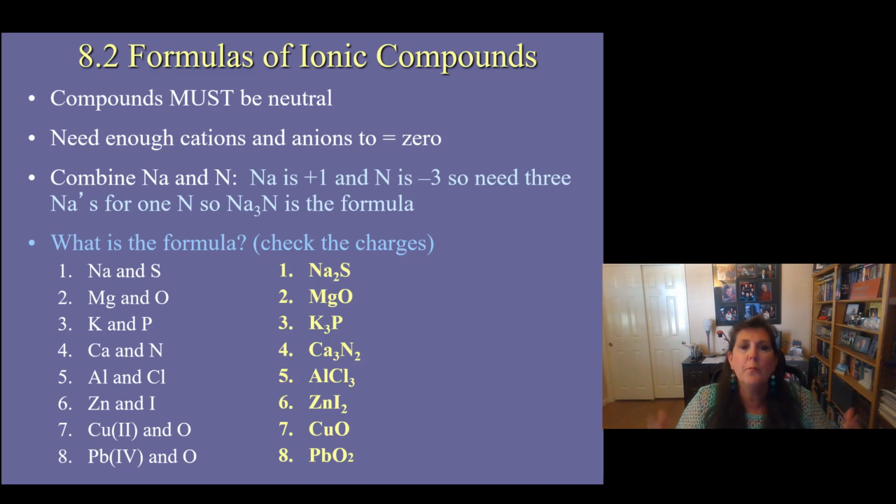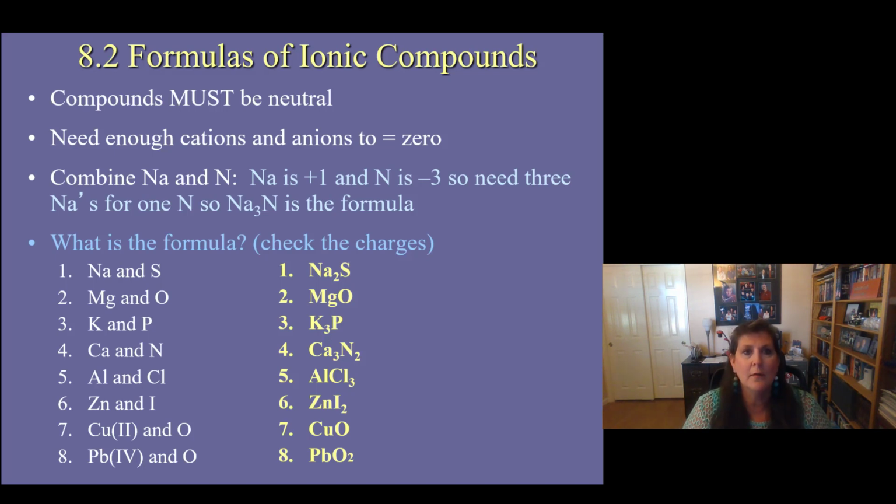Again, all you're doing is making the ions add up to 0. 1 minus 1, 2 minus 2, 3 minus 3, 4 minus 4, 6 minus 6. We need them all to add up to 0. Okay, and you write the formulas like I have there in yellow.